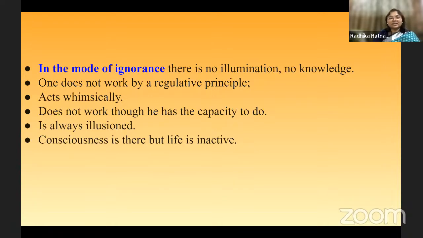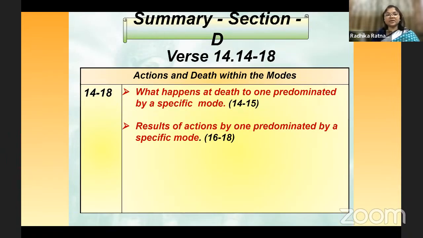So they don't follow any regulatory principles. They act as per their whims, and do not work as they have the capacity to do. And always there is illusion; consciousness is there, but life is all inactive. Okay.